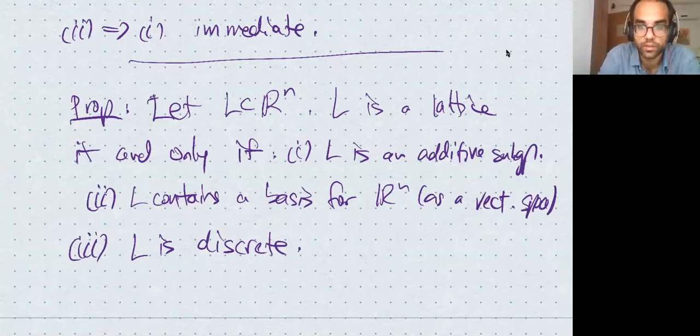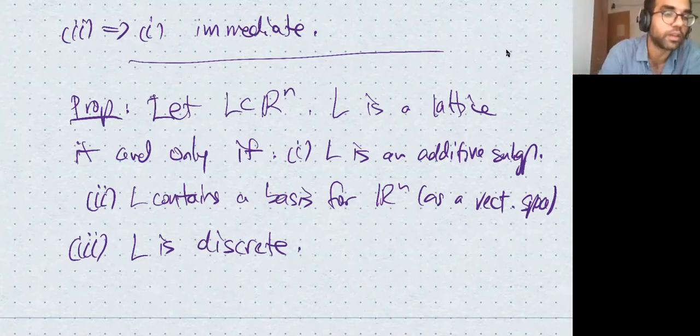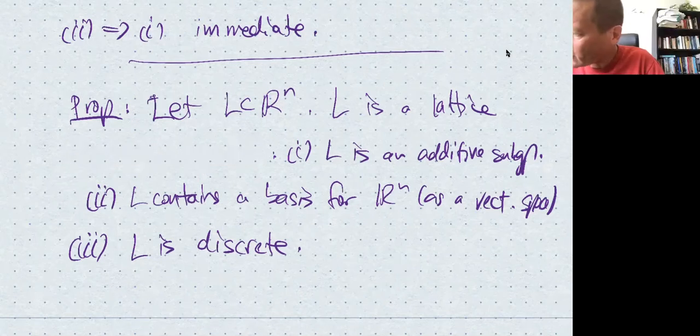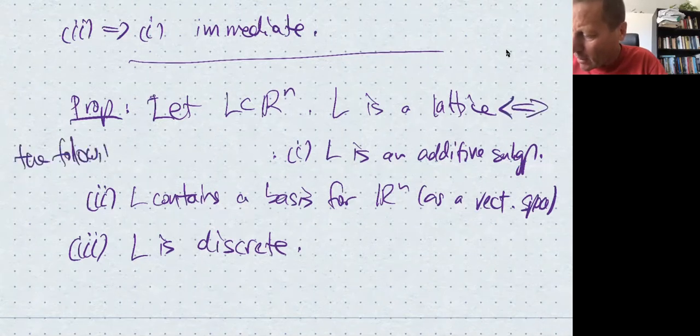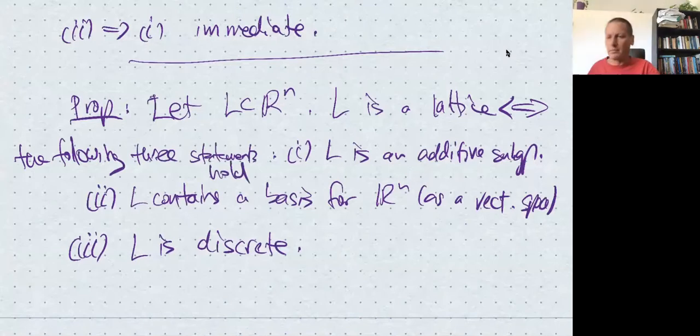So I think 1 is not sufficient. I mean, isn't the trivial subgroup? No, I'm saying that all of the following, I guess that wasn't clear. So L is a lattice if and only if all 3 of these things. Okay. But let me write that down more explicitly. If and only if the following 3 statements hold. All 3 of them.